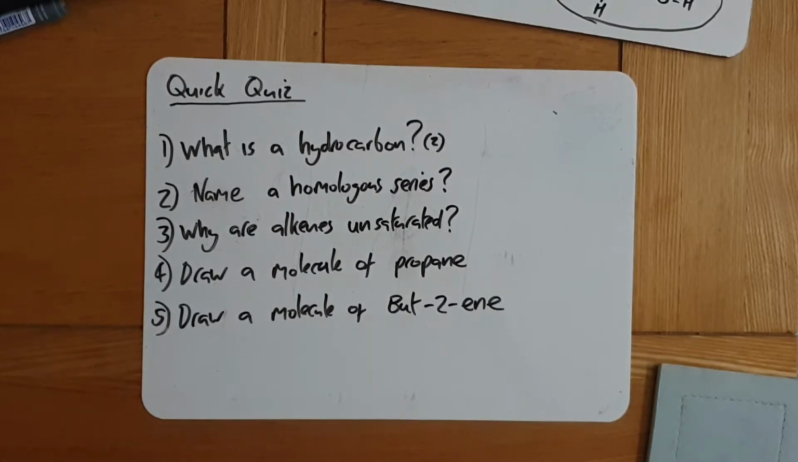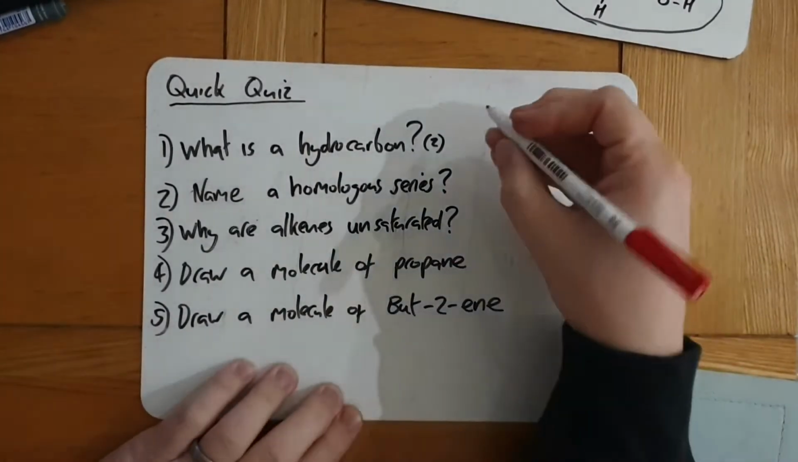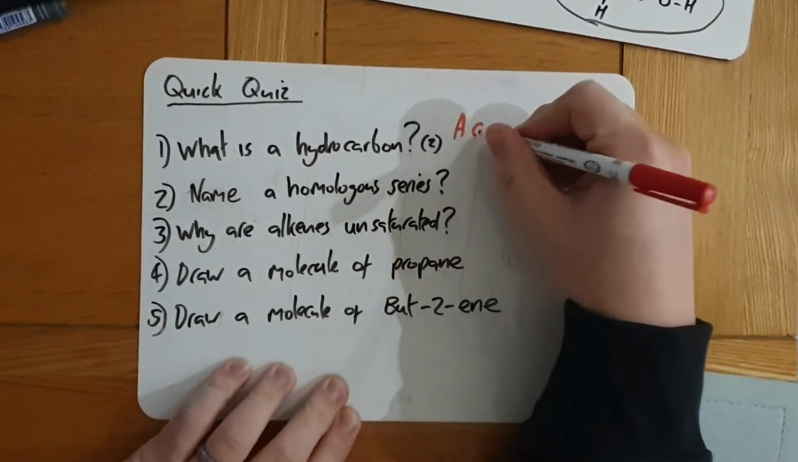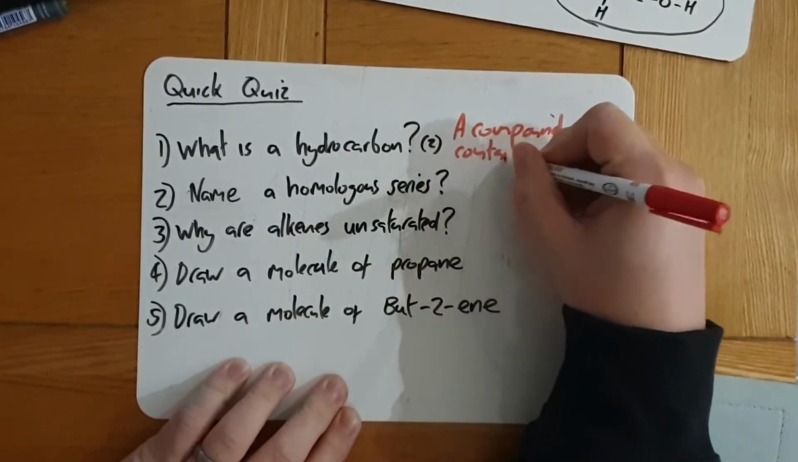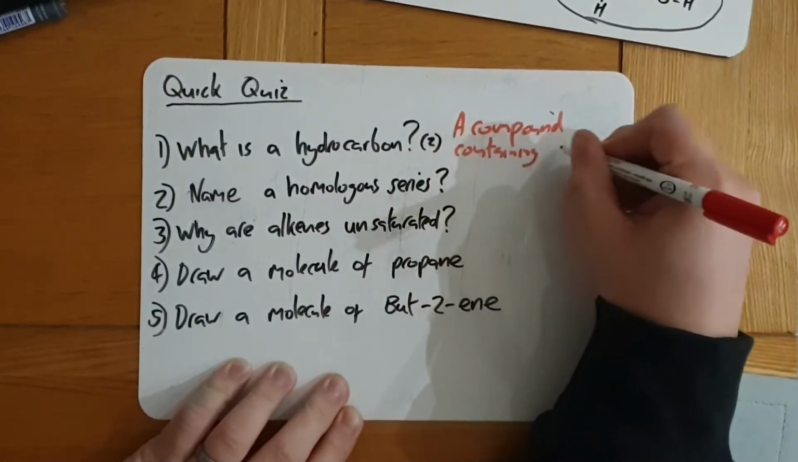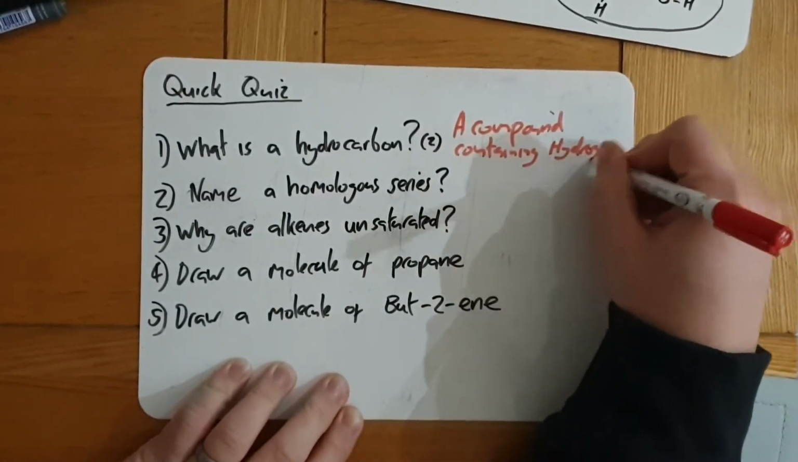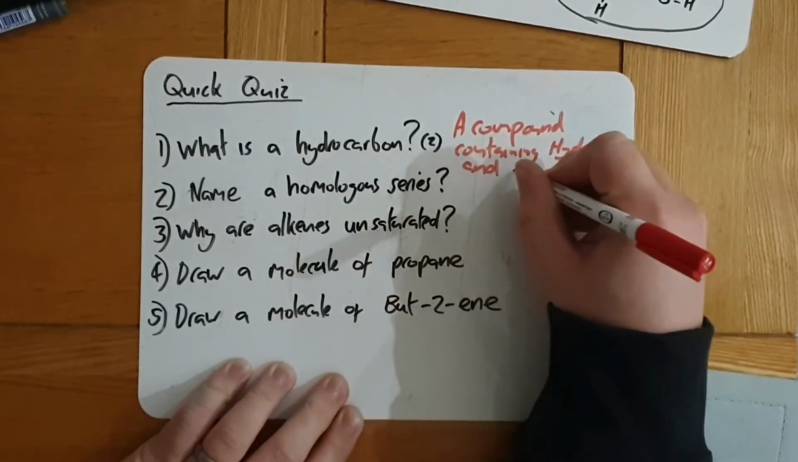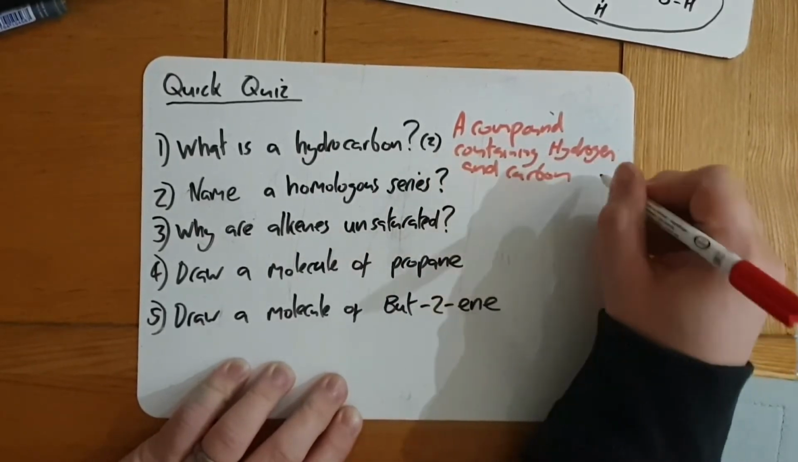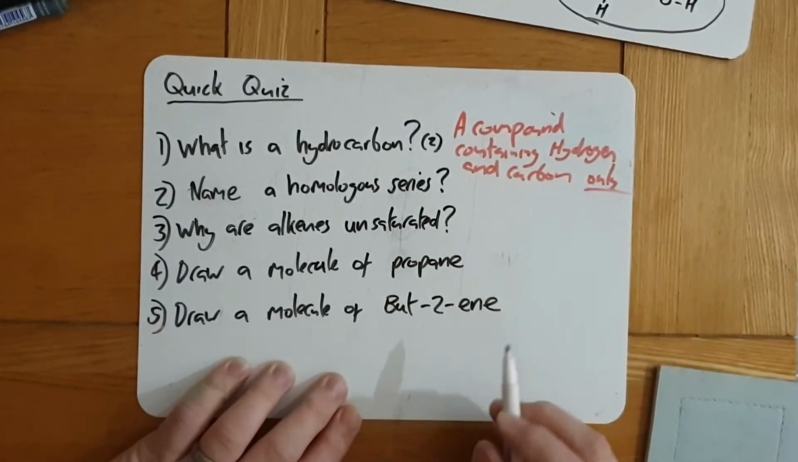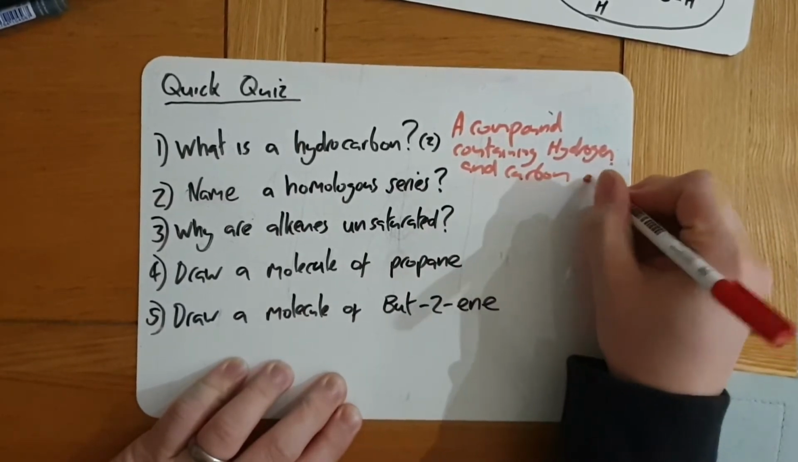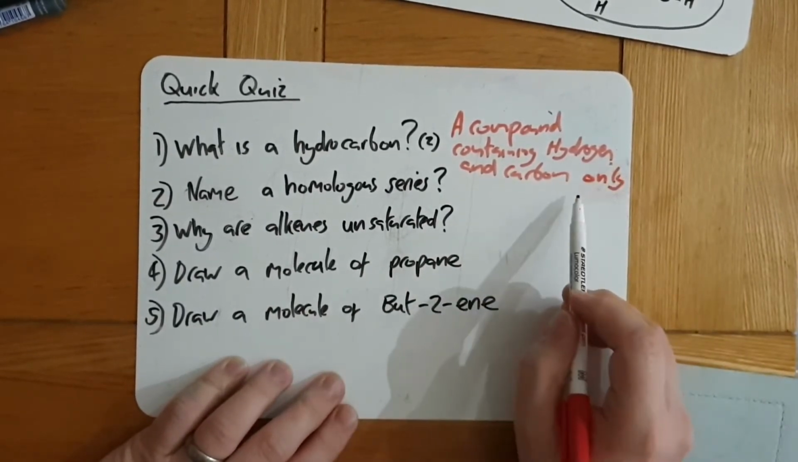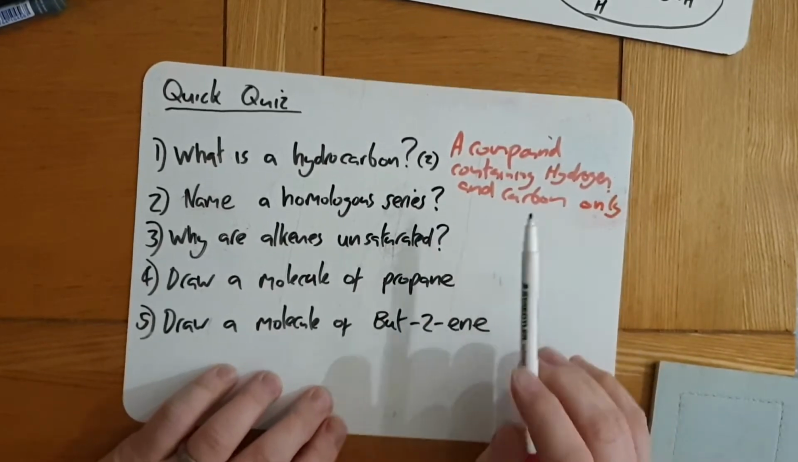Okay, so to go through these now. What is a hydrocarbon? I put a little 2 after it because there's 2 marks for this one. It is a compound containing hydrogen and carbon. That's the bit everyone gets right. It's a compound containing hydrogen and carbon only. That does say only, I promise. Right. It's a compound that contains hydrogen and carbon only. Or a compound containing only hydrogen and carbon.